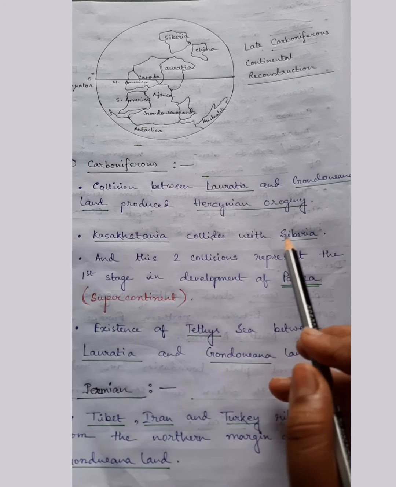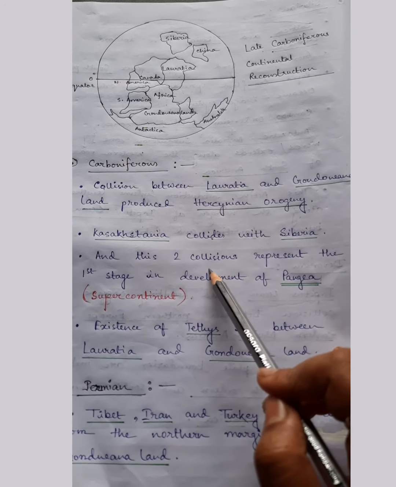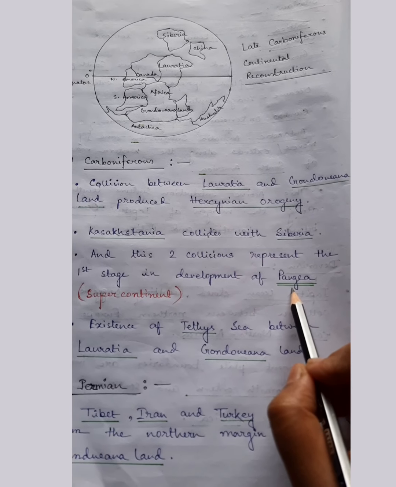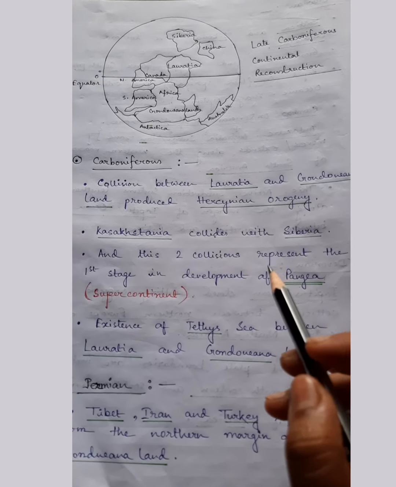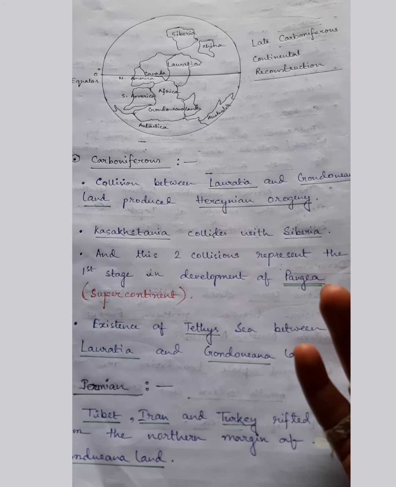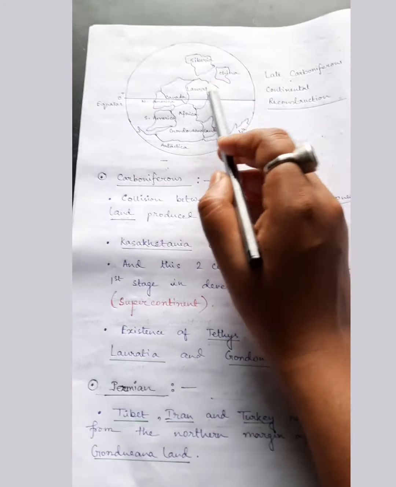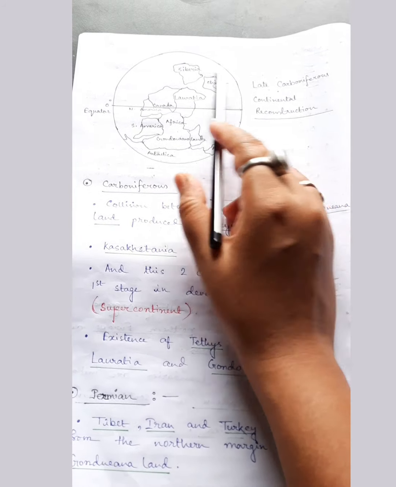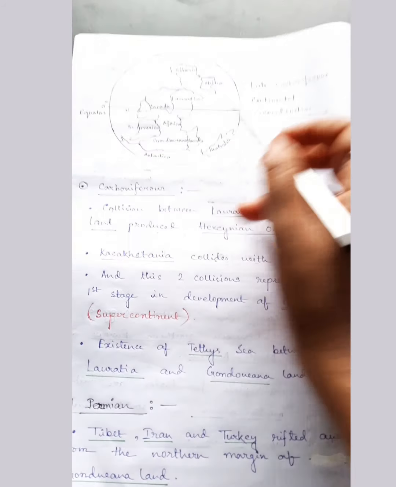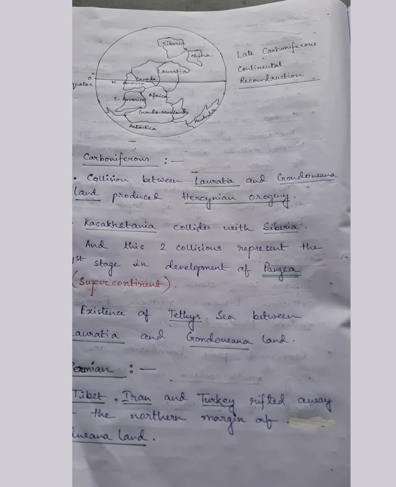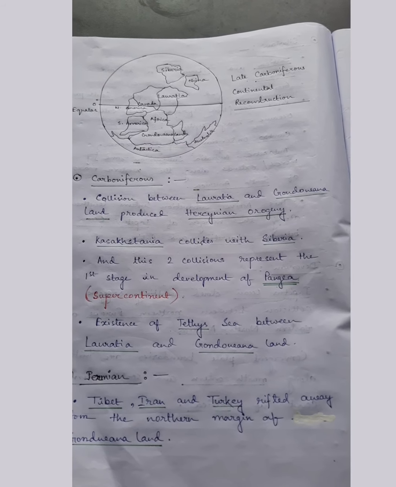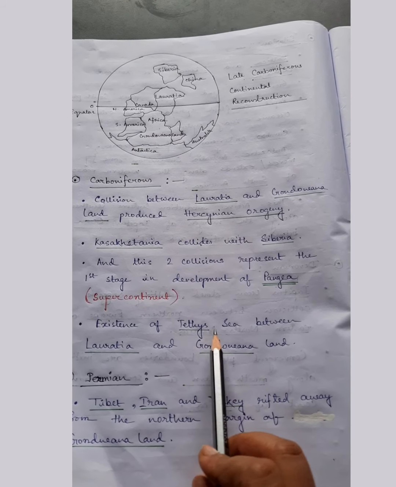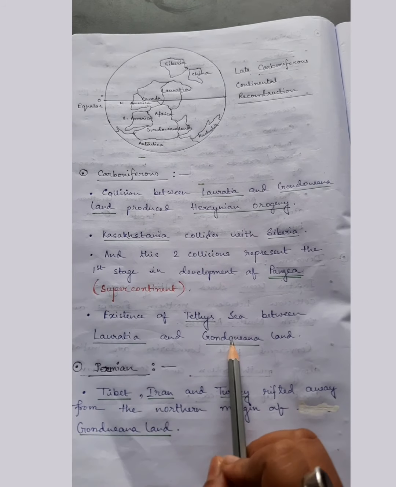And Kazakhstania collides with Siberia. So due to these two collisions, the supercontinent, that means Pangaea, is created, and as a result of the creation of Pangaea, obviously Panthalassa is also created. You can see this is the Pangaea supercontinent and this is the Panthalassa superocean, I mean the super-oceanic part of the earth. Now in this time, the Tethys Sea also is created in between Laurasia and Gondwanaland.